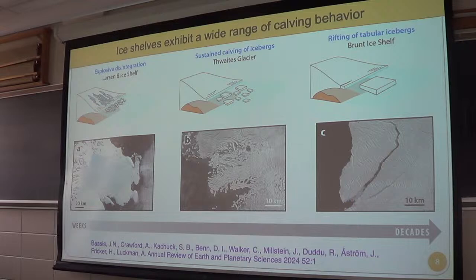Whereas if you look at Thwaites Glacier, which is often called the Doomsday Glacier, I don't know whether it's really doomsday or not, but it still exhibits a lot of sustained iceberg calving.